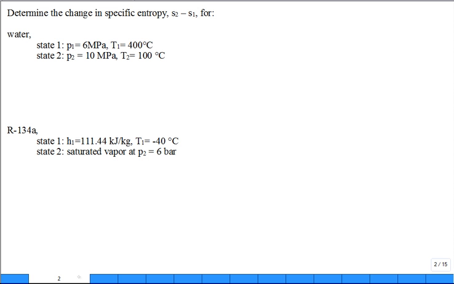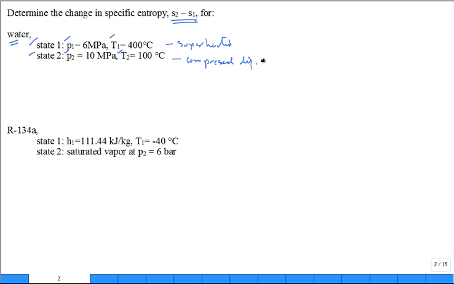Let's start off with just a general question. Could you, for water, determine the change in entropy given state 1 is at this pressure, temperature, state 2 is at this pressure, this temperature? I hope you could, right? This state right here is superheated. This state right here is subcooled or compressed liquid.